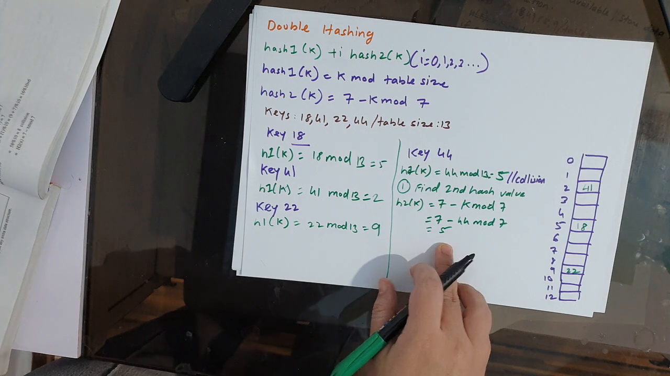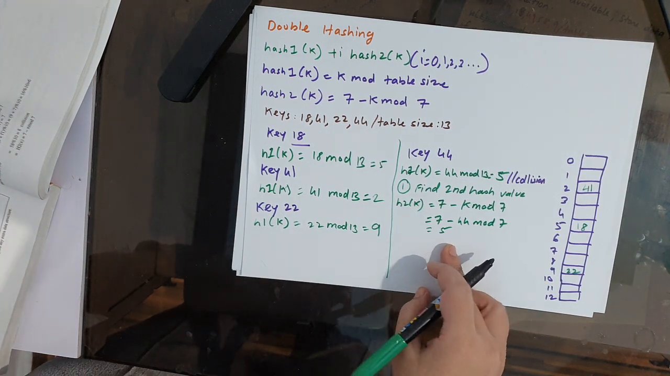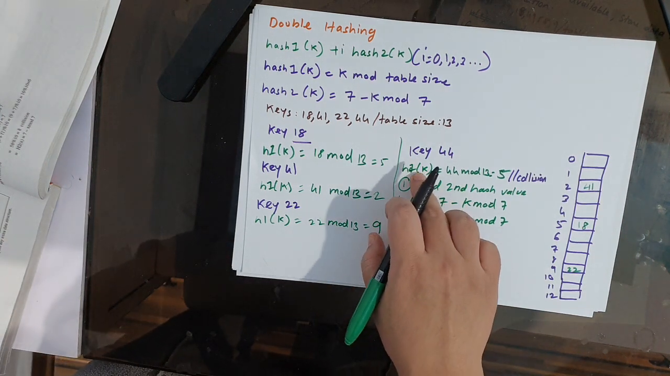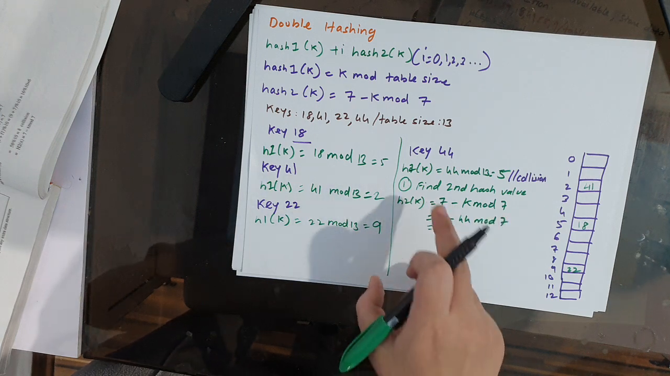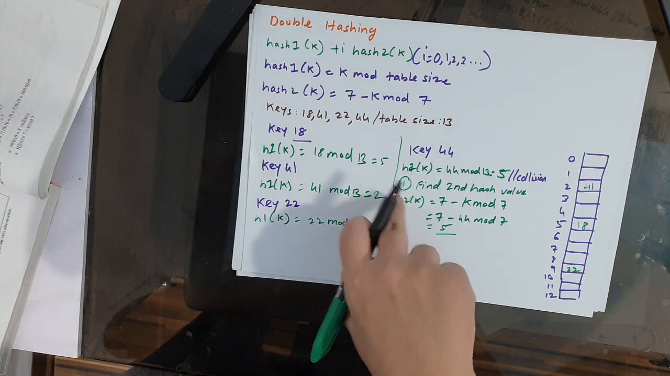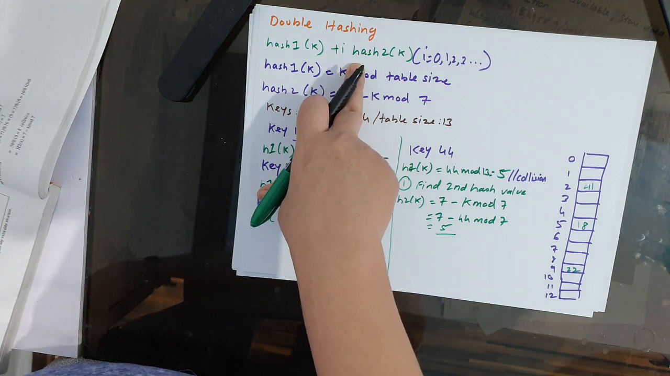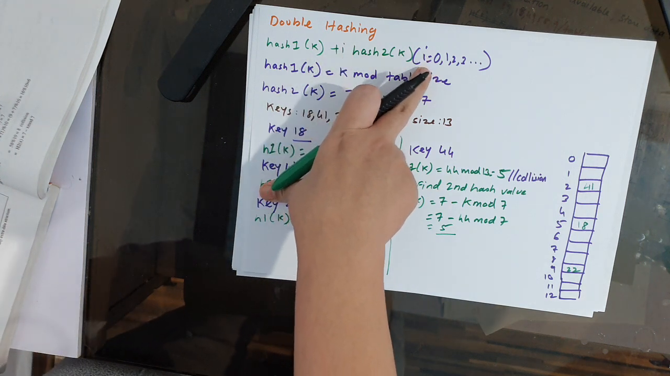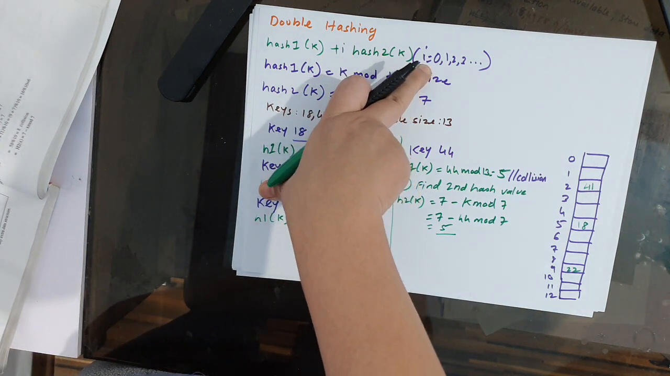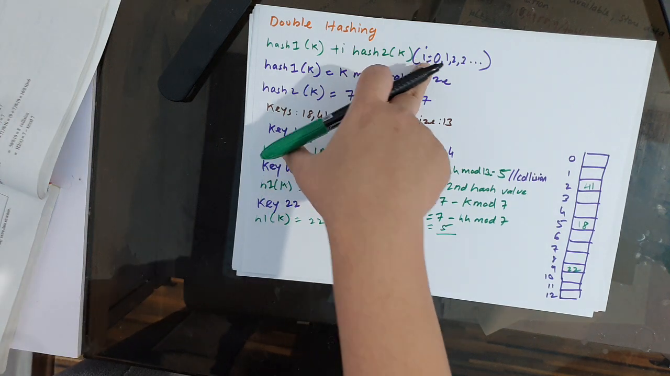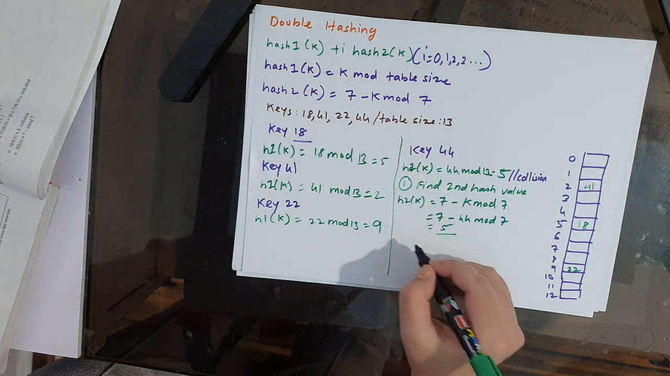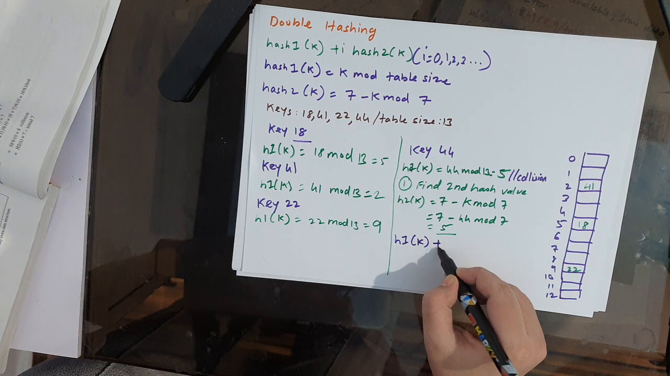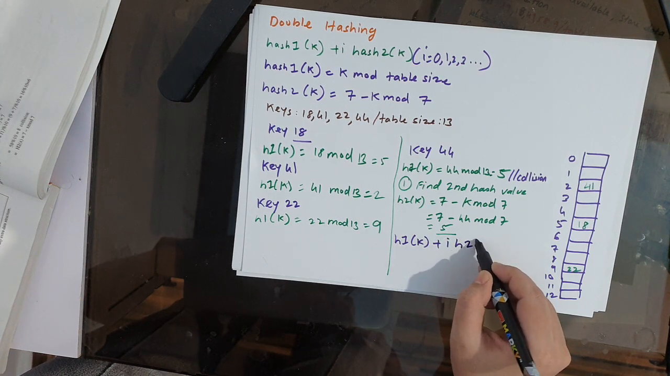Once we are done with finding out hash 2, we have to substitute the hash 1 and hash 2 values in this particular formula that has been given. Over here, the i is iterative. We begin from 0. So what is the formula? It's basically h1 of k plus i times h2 of k.